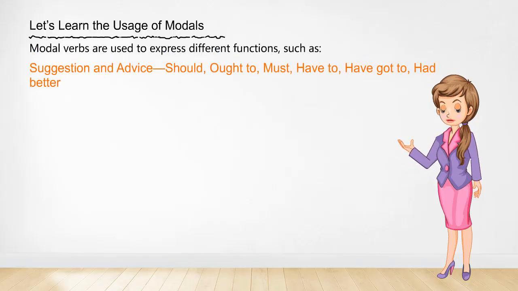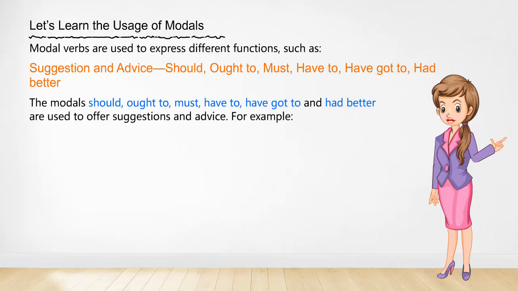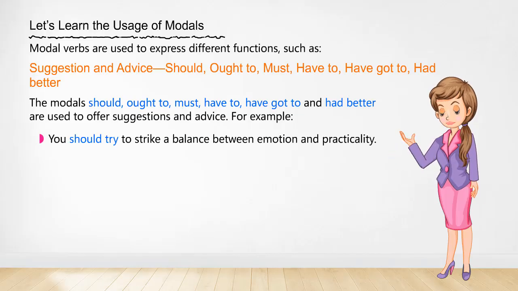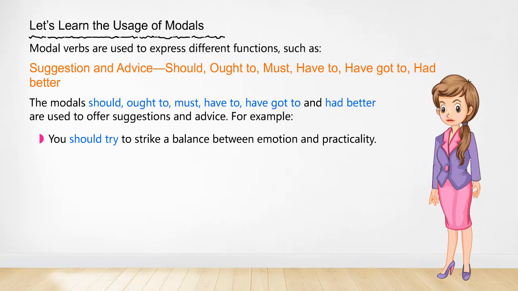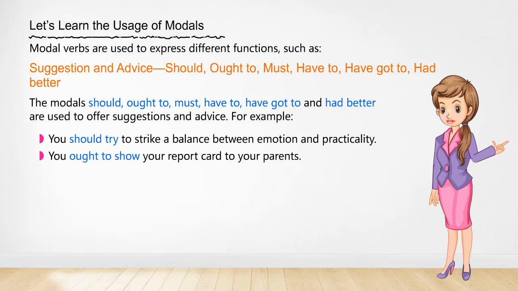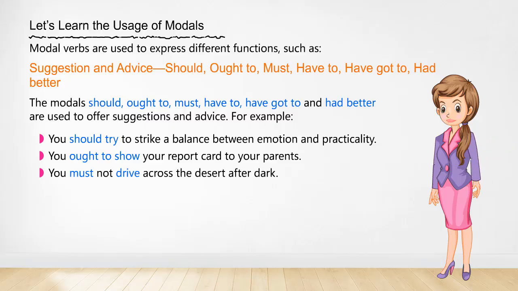Suggestion and advice: should, ought to, must, have got to, had better. The modals should, ought to, must, have got to, and had better are used to offer suggestions and advice. For example, you should try to strike a balance between emotion and practicality. You ought to show your report card to your parents. You must not drive across the desert after dark.